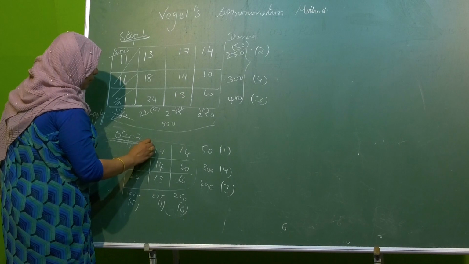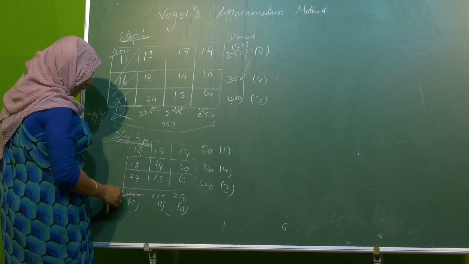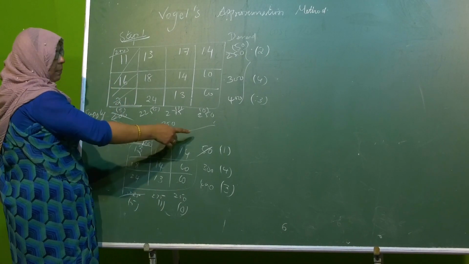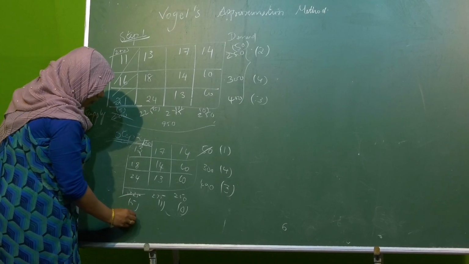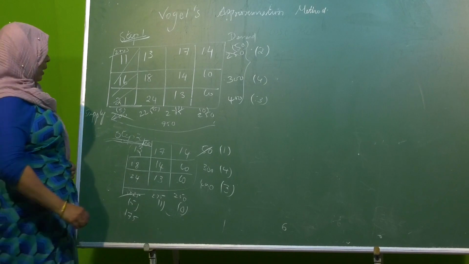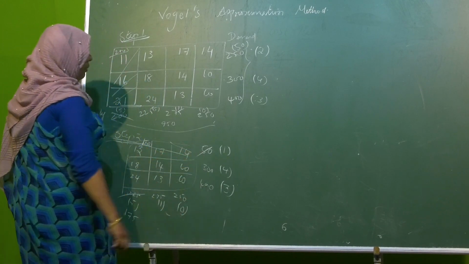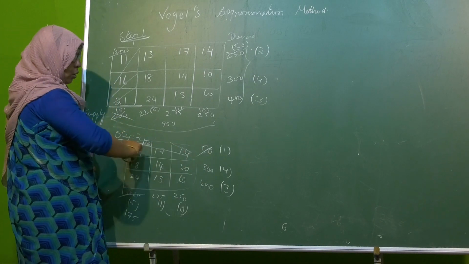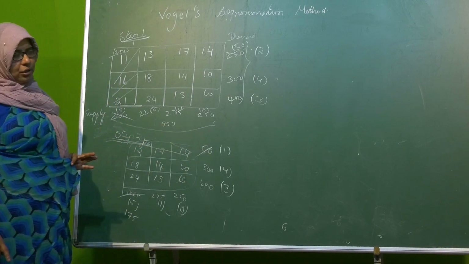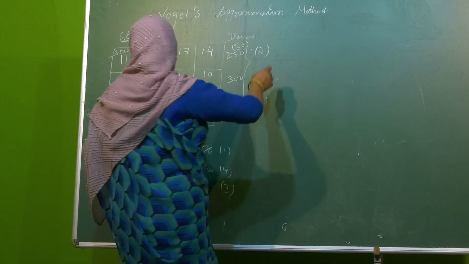50. And we have to subtract 225 minus 50. That is 175. And we have to delete the first row, because the 50 is vanished. So the first row is entirely vanished. Now we move on to step 3.